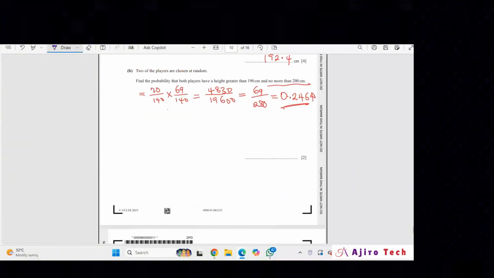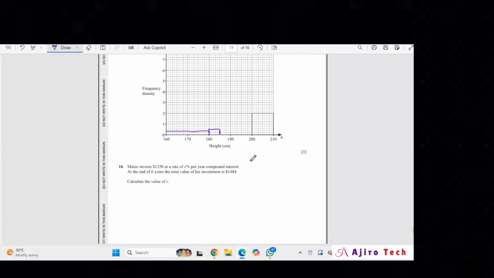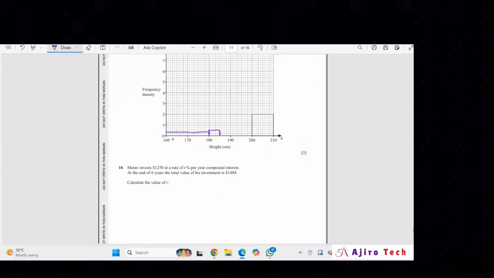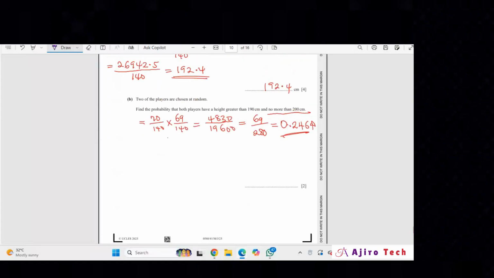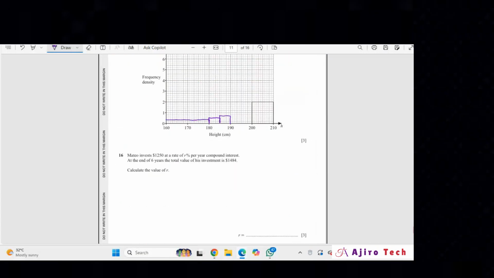Then go to the next one. Use your ruler, please. 185 to 190 is 6.2. So our 6.2 now, this is 2, 4, 6. 6.2 here. Remember, it's to 190. Next, 190 to 200 is 7.